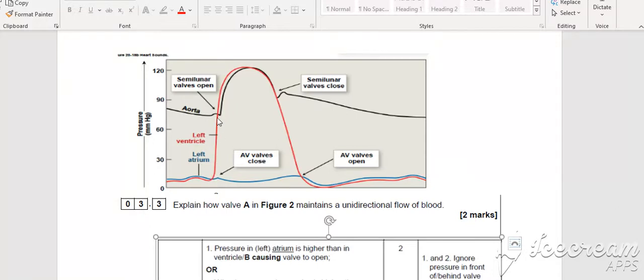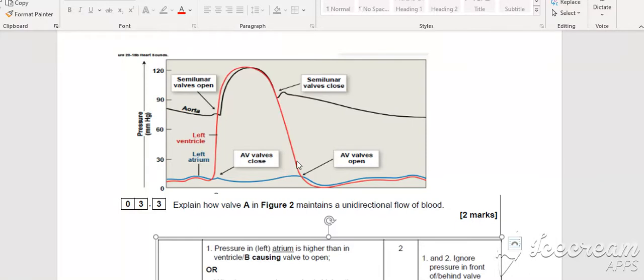As the pressure in the ventricle then increases, the semilunar valve will open, because at this point the pressure in the left ventricle is higher than the pressure in the aorta, so the blood will flow from the left ventricle into the aorta. As the pressure in the ventricle decreases, as it starts to relax, the pressure in the left ventricle drops below the pressure of the aorta. So in order to prevent backflow, the semilunar valve will close at this point, so that the blood will not flow backwards due to the pressure in the aorta being higher than the left ventricle.